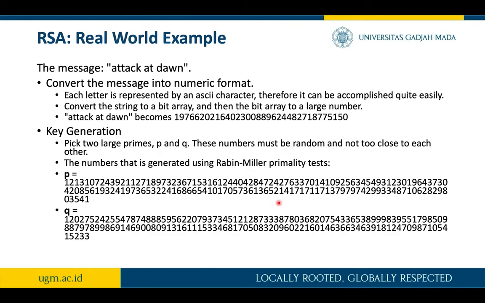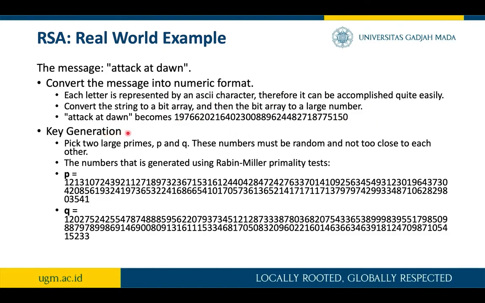Yeah, and in the real world, of course, the numbers are not that small. For example, here we have this message, and the message here is in text. So first we need to convert the message into numeric format. This is one of the examples. We also can use other conversion procedures. In this case, each letter is represented as an ASCII character, and then we convert the string to a bit array, and then the bit array to a large number. So "attack at dawn" here becomes this large number.